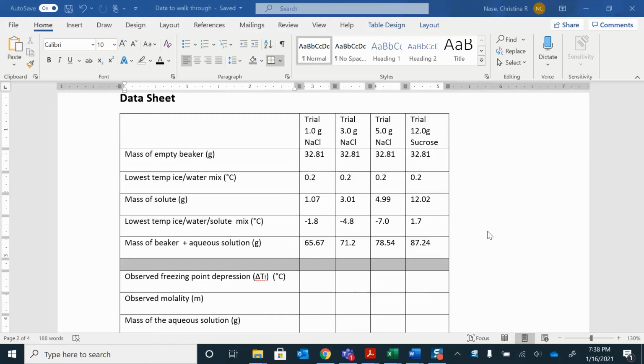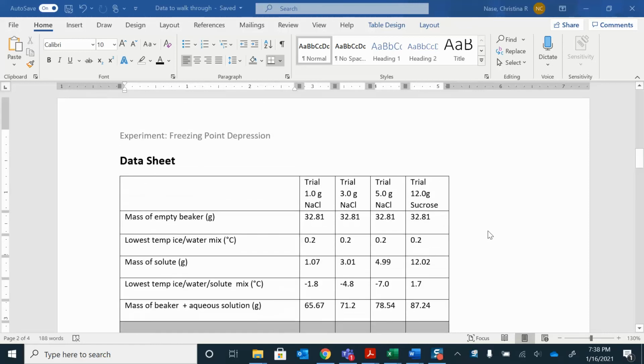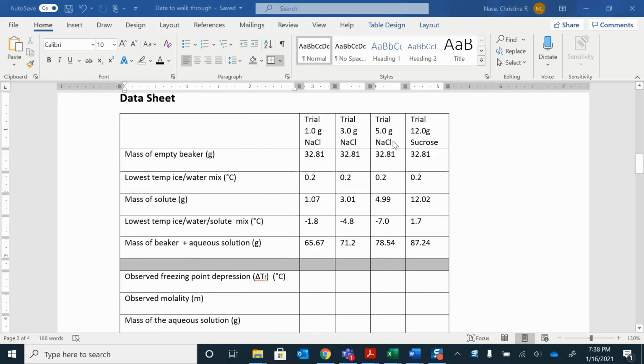Okay, so I have some sample data for the freezing point depression lab, and I thought I could analyze it for you, so hopefully that will help you with your calculations and should help you with the pre-lab too. So this is the data that I collected.